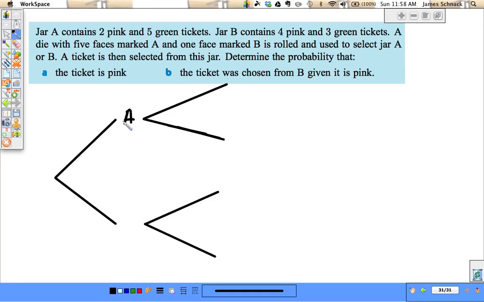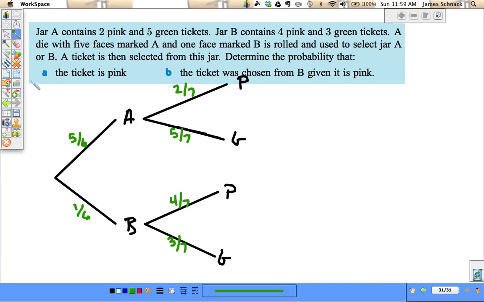So we have jar A, we have jar B, and we have pink and green within each of them. So probability of getting jar A. Well, jar A, 5 faces marked A. 1 face marked B. And once we're in jar A, how many tickets are pink? 2 out of 7. 5 out of 7 are green. Once we're in jar B, 4 out of 7 are pink, 3 out of 7 are green.